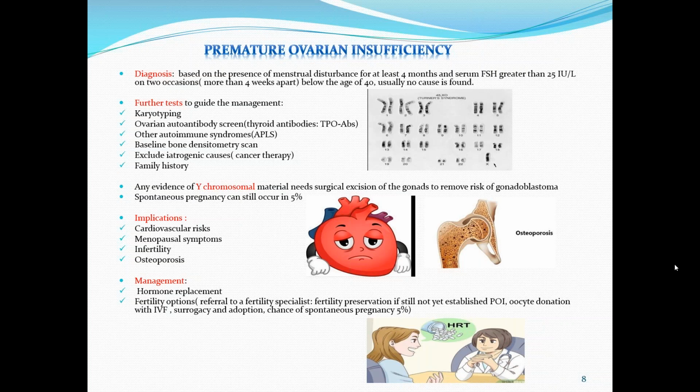Yes, because if it's not established, before she has established premature ovarian insufficiency, before all of her oocytes have been consumed, she may have remaining oocytes that can be used for IVF. So it is still not established premature ovarian insufficiency, and still there are oocytes that can be used. This can be determined by the IVF center. They can see if she has remaining oocytes in her ovary or not.